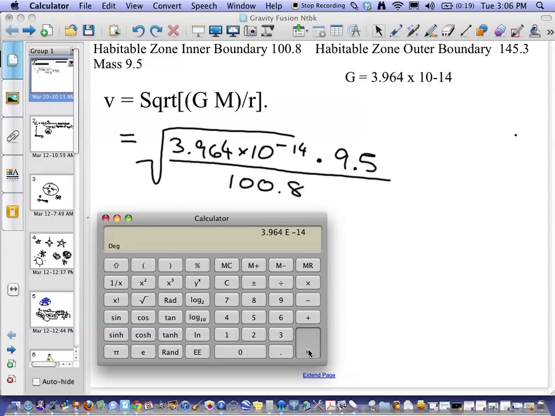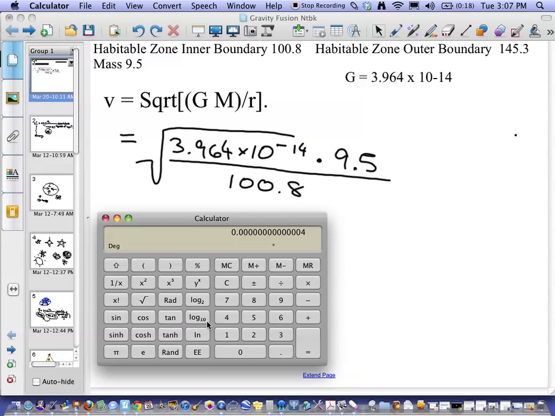In this case, it's a negative 14. So I'm going to type in 14 and then make sure I change it to negative. And if I hit equals, it does 2 things. One, it moves the decimal point those 14 spaces. The decimal point used to be here, and it just moved it, the 14, over to there. So I take this number that's almost 4 times 10 to the negative 14th, and I multiply it by 9.5.